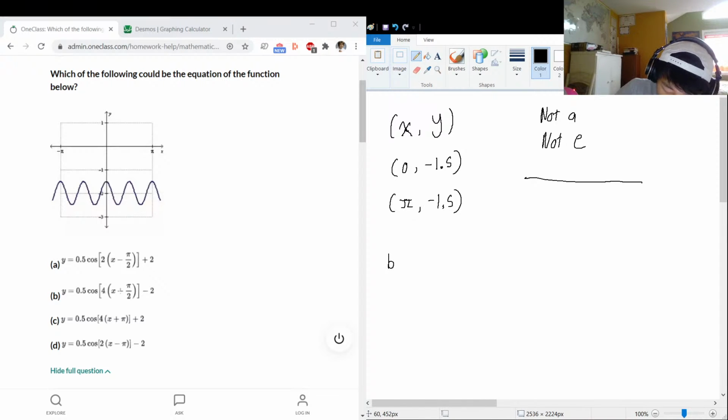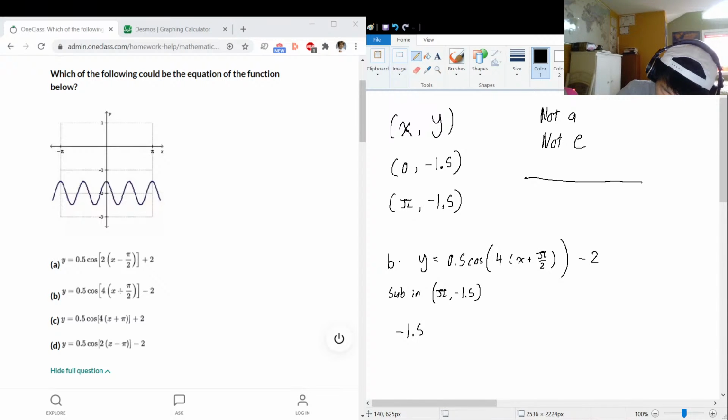So let's try with B first. B is y equals 0.5 cos times 4 times x plus pi over 2 minus 2. So let's sub in our point of interest, pi and negative 1.5 for y.